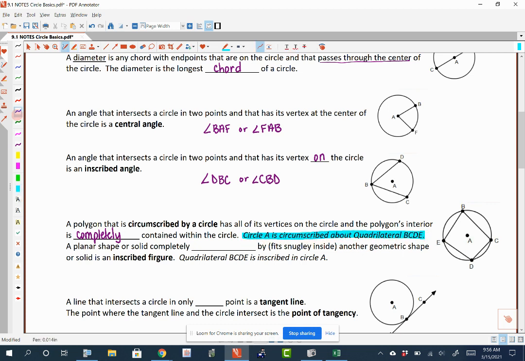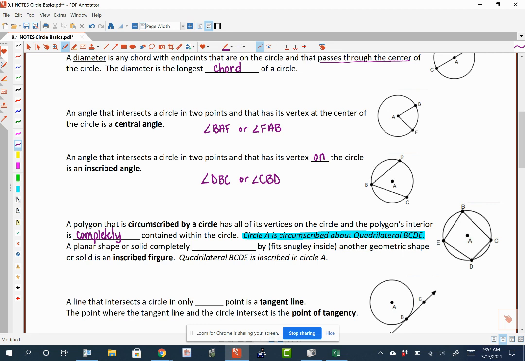So I've got this statement here to think about this and our picture that's next to it. So when we're talking about circumscribed, we can say circle A, so our center, circle A, is circumscribed about quadrilateral BCDE. So to be circumscribed means that all of the vertices have to be on the circle, and this whole quadrilateral has to be inside of the circle.